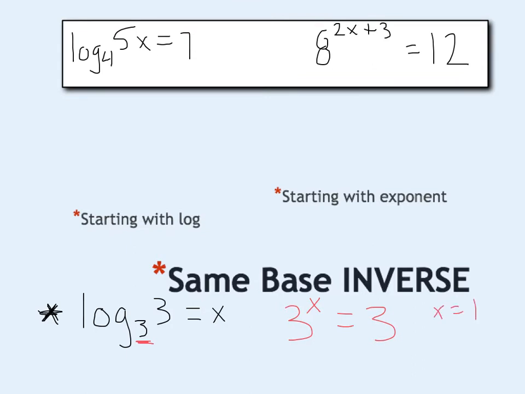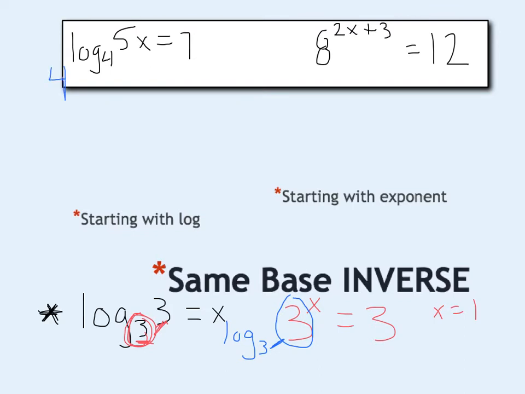So just like if you had 5 times x and you're dividing by 5 to cancel, you have to use the inverse to solve when I have logs and exponents. They will always cancel each other out. So whenever you have a base of 3 and you're taking log base 3 of the same number, those will cancel. So when you're starting with a log, you want to do the opposite of a log, which would be an exponent.